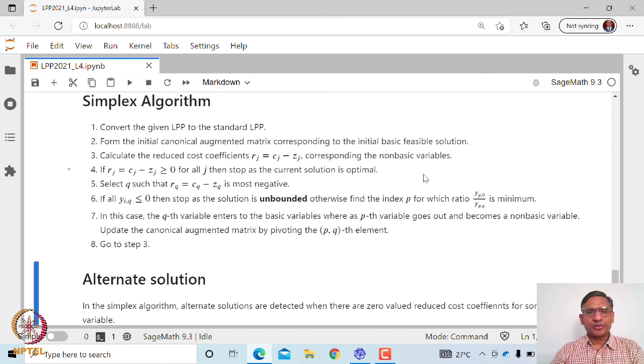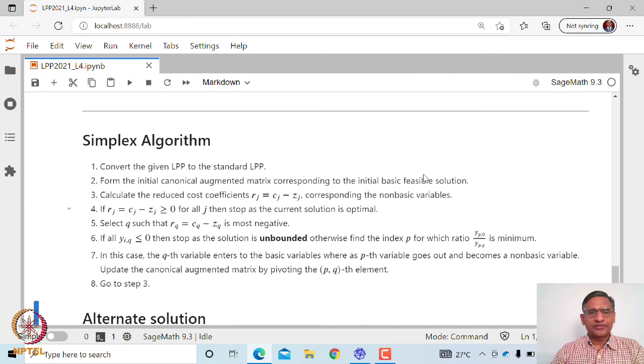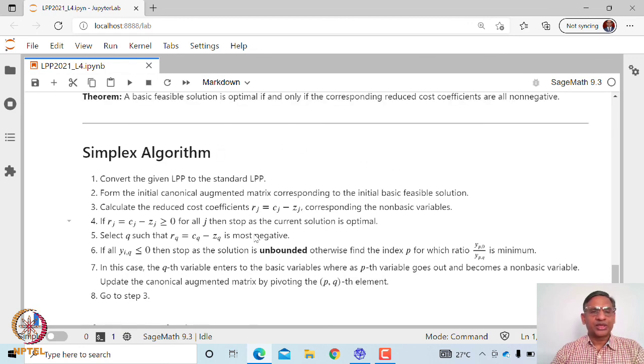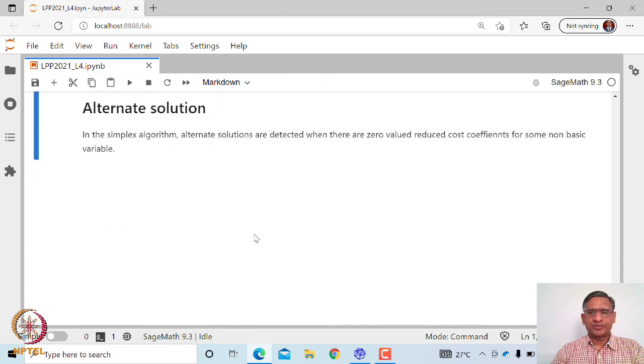So let me stop here. In the next lecture we will take some problem and solve it using the simplex algorithm. Thank you very much.